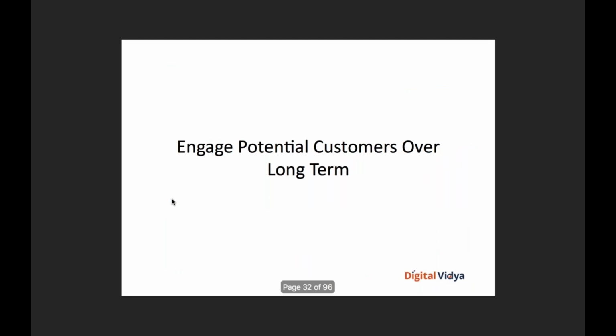So what audience aggregation essentially lets you do is it gives you an opportunity to engage with your potential customers over the long term. So this is a medium or a long term play. This is not something which a lot of brands which sell typically standard products utilize, and even they would utilize it in a different fashion as opposed to, say, Digital Vidya.